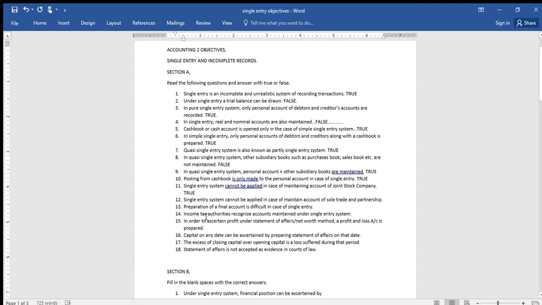The answer is true. Then for question 12, single entry system cannot be applied in case of maintaining accounts of sole trader and partnership. Here the answer is false because single entry is mainly applied in sole proprietorship and then partnership businesses. So for number 12 the answer is false.